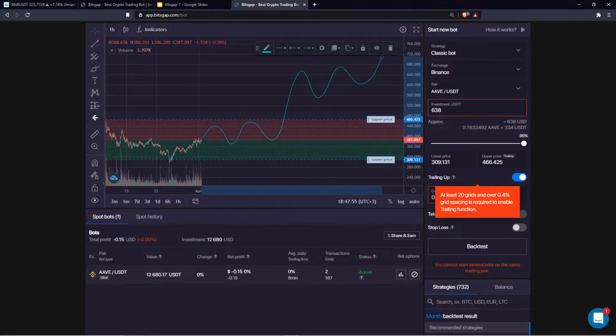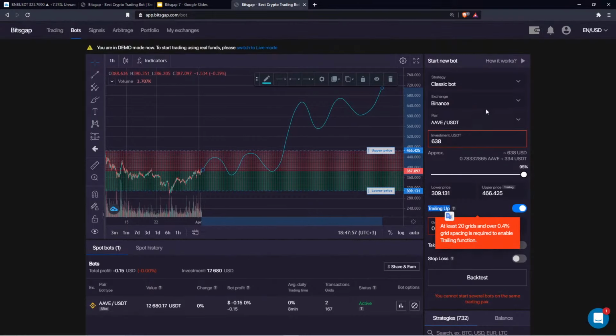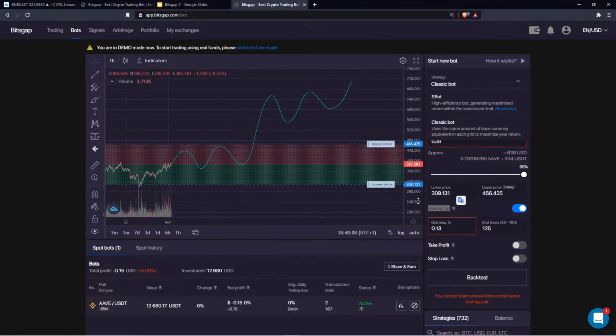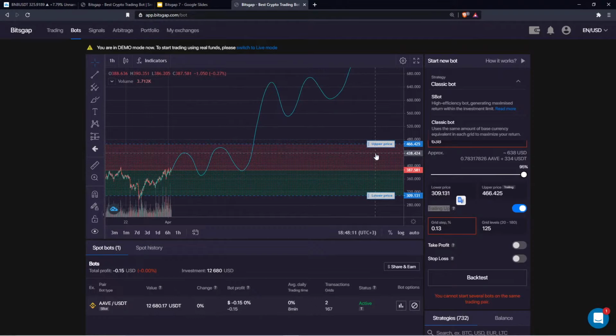I mean, I always recommend to switch on the trading up, both for the classic bot and for the S-bot, because why? You never want to skip the market rally, right? You don't want to be out of the party, right? You always want to be in the party. You always want to make the returns, and that's why trading up is the cool thing.